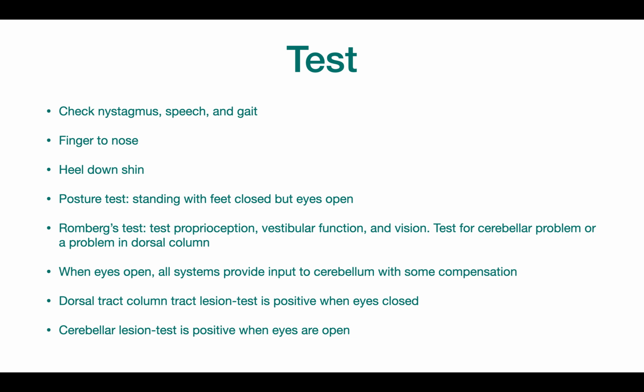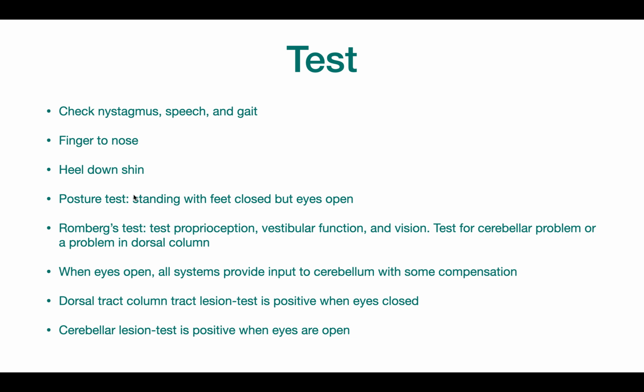Okay, so how do we test this? We check for the nystagmus, we check for slurred speech, and we test the gait. Sometimes the gait is that bad that you can't get the patient out of the bed, or maybe they're there for a stroke. So you do a finger to nose test along with a heel down the shin. If there is wiggling, like the patient can't touch their finger to your finger, like their finger to nose to your finger, and there's wobbling around, that's called dysmetria.